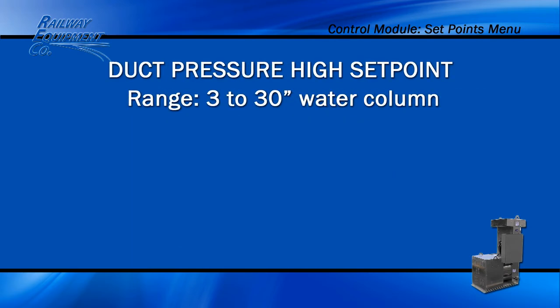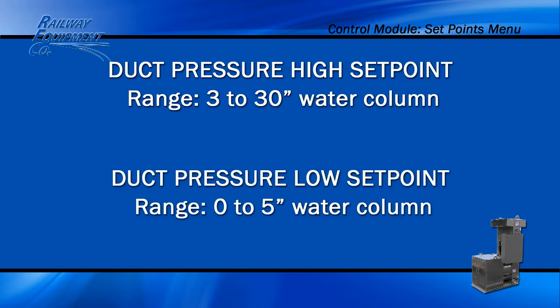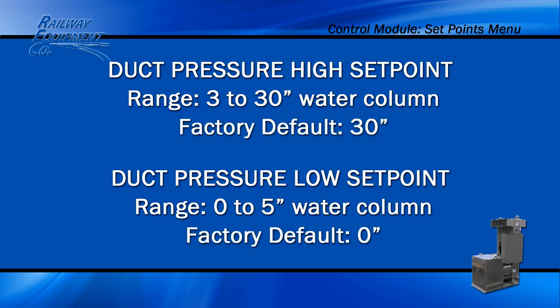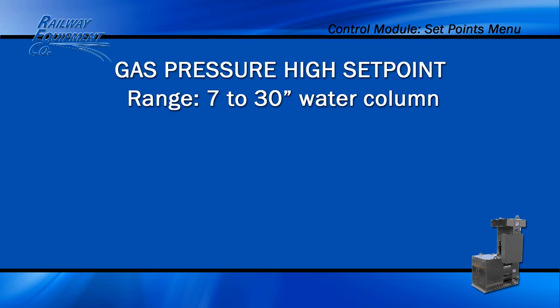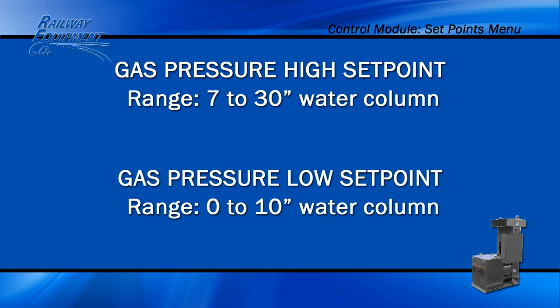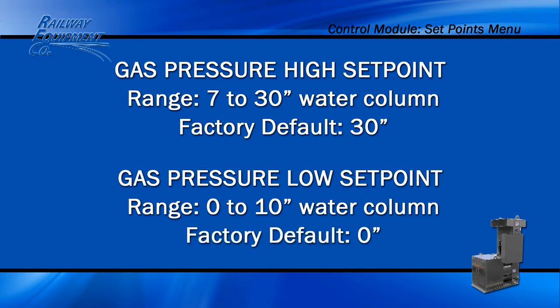The duct pressure high set point can be set from 3 to 30 inches water column, while the low set point ranges from 0 to 5 inches water column. Factory defaults are 30 and 0 inches. The gas pressure high set point can be set from 7 to 30 inches water column, and the low set point ranges from 0 to 10 inches water column. Factory defaults are 30 and 0 inches.